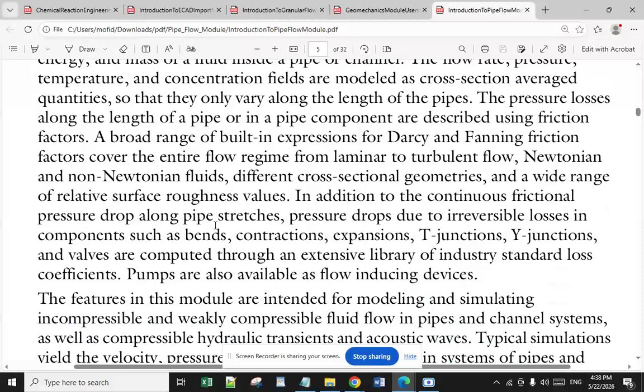The pressure losses along the length of a pipe or in a pipe component are described using friction factors. A broad range of built-in expressions for Darcy and Fanning friction factors cover the entire fluid regime from laminar to turbulent fluid, Newtonian and non-Newtonian fluids, different cross-sectional geometries, and a wide range of relative surface roughness values, in addition to the continuous friction or pressure drop.